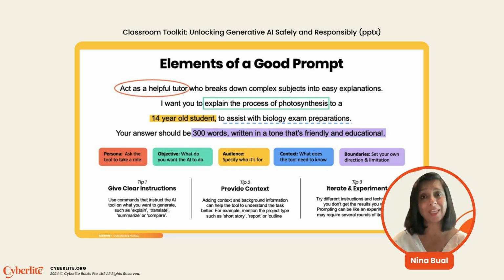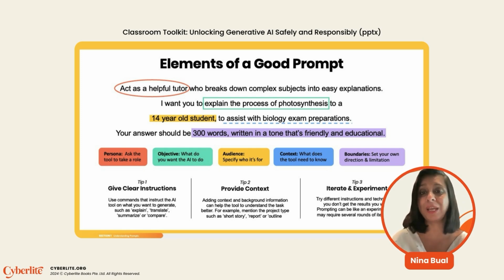So first off the bat, I'm giving a lot more information than I do in a search. I'm making sure that I am, first of all, telling ChatGPT the persona that I want it to act as. I've asked it, can you act as a helpful tutor? Prompting it to have the tone, the voice, and the expertise of a tutor. The next thing is I'm telling it clearly what my objective is. My objective is, what do you want the AI to do?